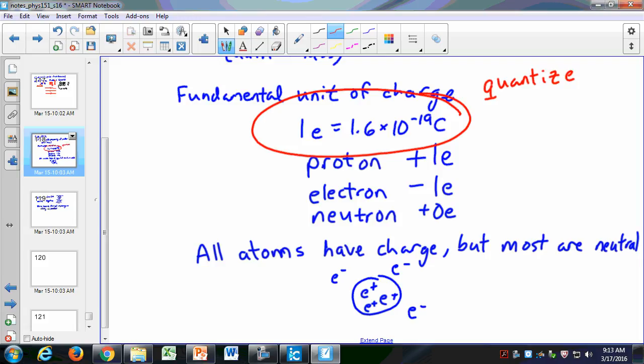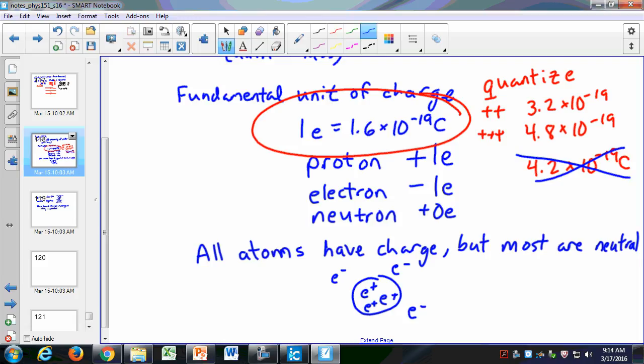For example, if I have 2 protons, my charge is going to be 3.2 times 10 to the minus 19. If I have 3 protons, my charge is going to be 4.8 times 10 to the minus 19. However, I cannot have, say, 4.2 times 10 to the minus 19 coulombs. That just isn't allowed, because that would mean you have some portion of a proton, or if they're negatively charged, some portion of an electron. Charge is quantized, so it has to fall in these discrete quantities.